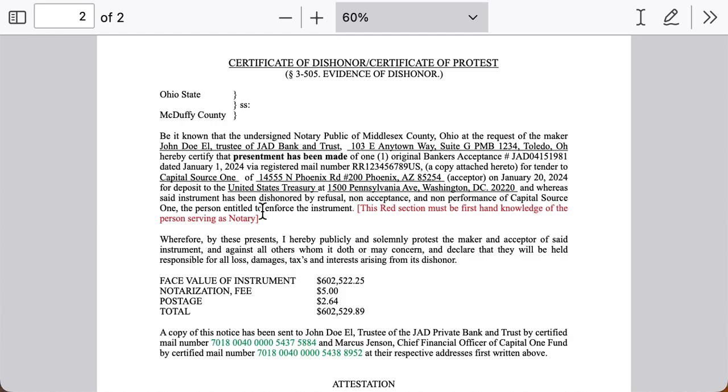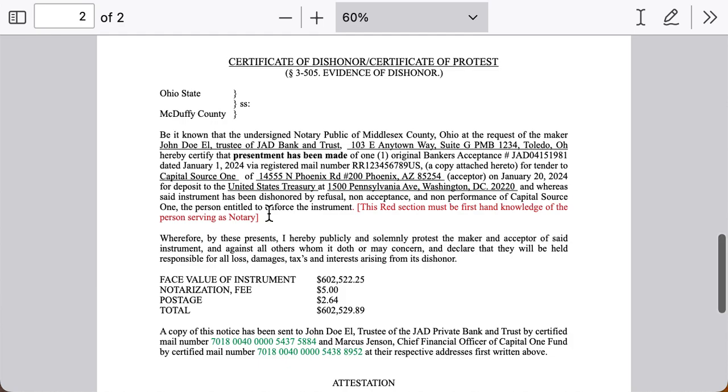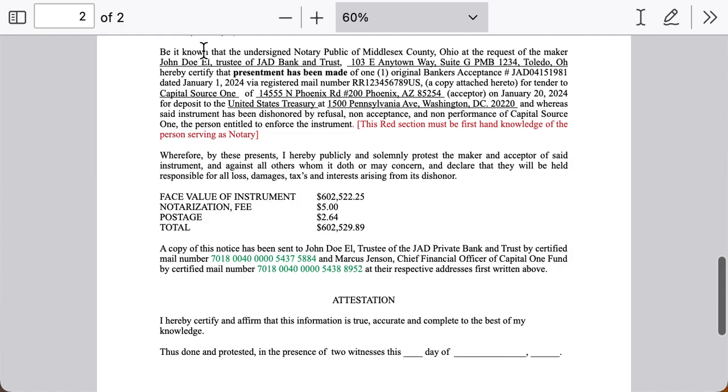So all this first part that we just read is basically restating the basic facts: who the maker is, who the drawer is, identifying the draft or the instrument that's being protested, and identifying the basis upon which the dishonor occurred. Once you have recited all of those facts in this attestation, then we say, wherefore, by these presents, I hereby publicly and solemnly protest the maker and acceptor of said instrument against all others whom it doeth or may concern, and declare that they will be held responsible for all loss, damages, tax, interest arising from its dishonor.